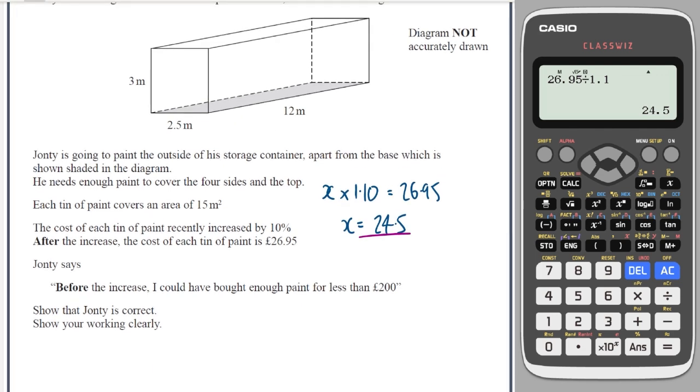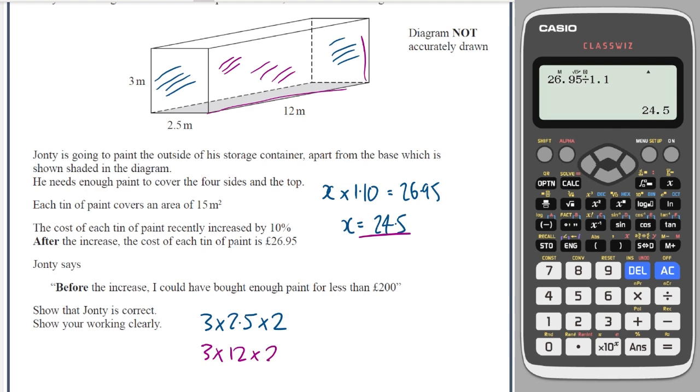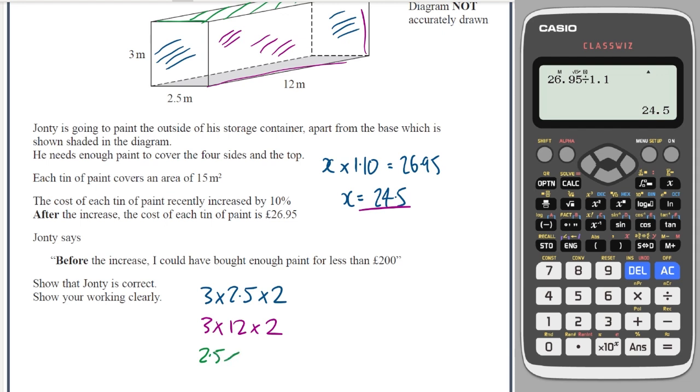Okay, well, let's figure out how much he needs to cover. He needs to do these two kind of squares. They're not actual squares. And each of those are 3 times 2.5, and there are 2 of them. He also needs to do this face, and there's also the same on the back as well, and that's 12 by 3. So 3 times 12, and there are 2 of those. And then he also needs to do the lid. And the lid will be 2.5 times 12, and there's only one of those.